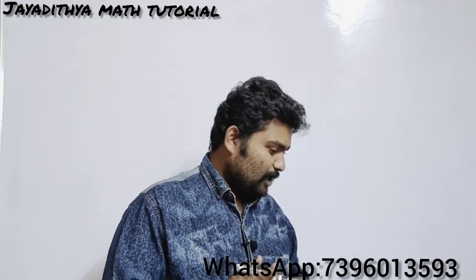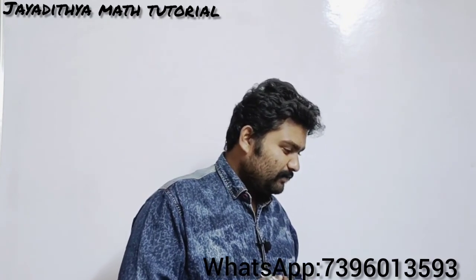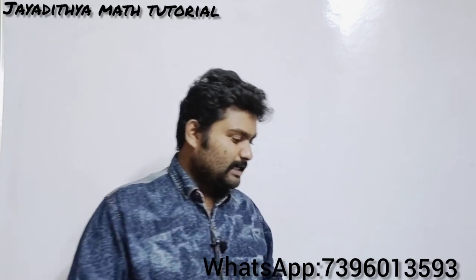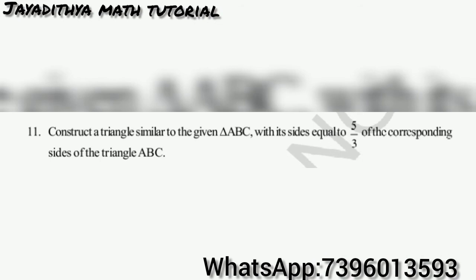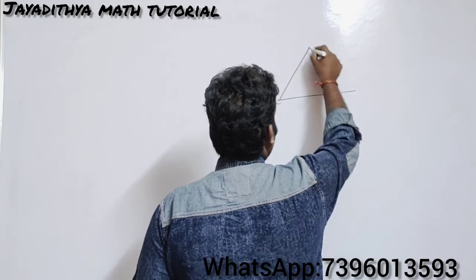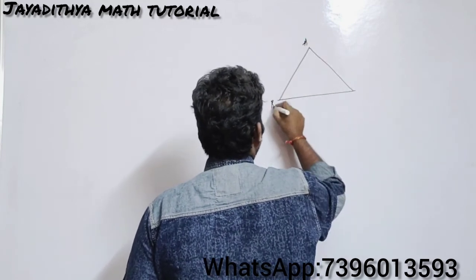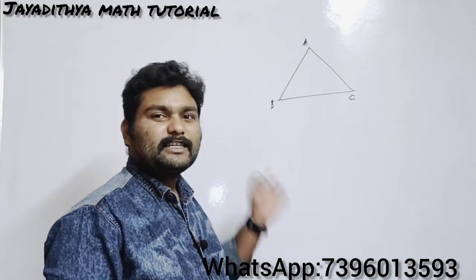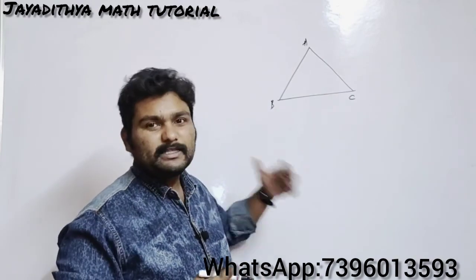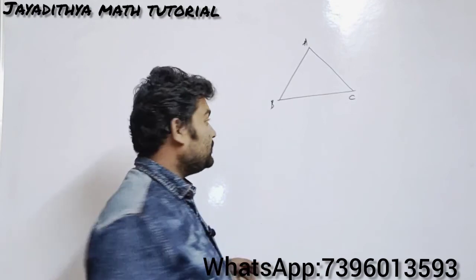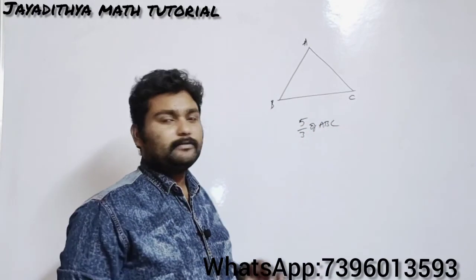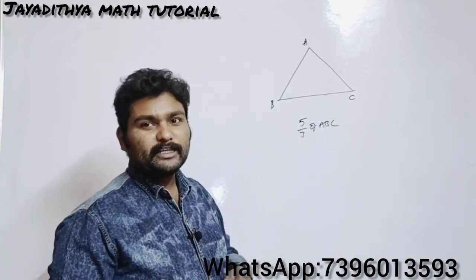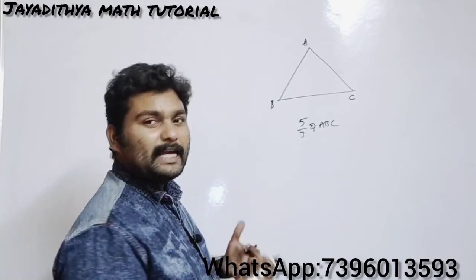Construct a triangle similar to the given triangle ABC with its sides equal to 5/3 of the corresponding sides of triangle ABC. Let us take the triangle as ABC. We need to construct its similar triangle, whose dimensions must be equal to 5/3 of ABC. So each side of the similar triangle must be 5/3 of the original triangle, so we get an enlarged figure.